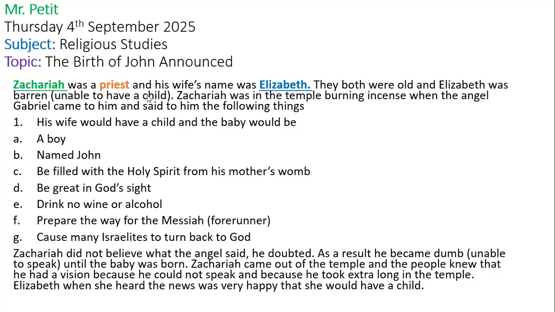Very good. Why did the people believe that Zachariah had seen a vision? Because he took long to come out and he couldn't speak. Very good. Where was Zachariah when the angel appeared to him, and what was he doing? In the temple burning incense. Very good. Explain why it was difficult for Zachariah to believe the angel's message. Because him and his wife were old, and his wife was barren. Yes, very good.